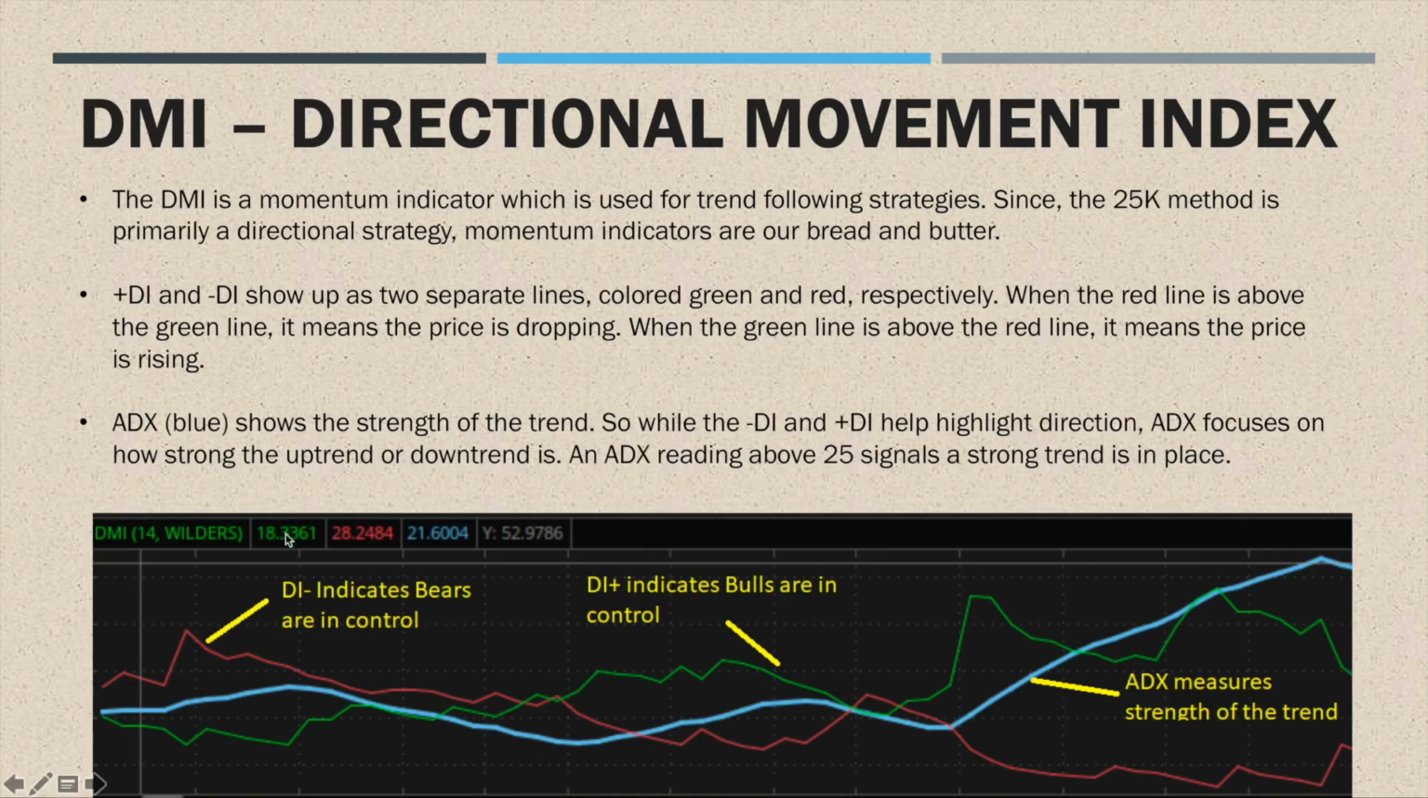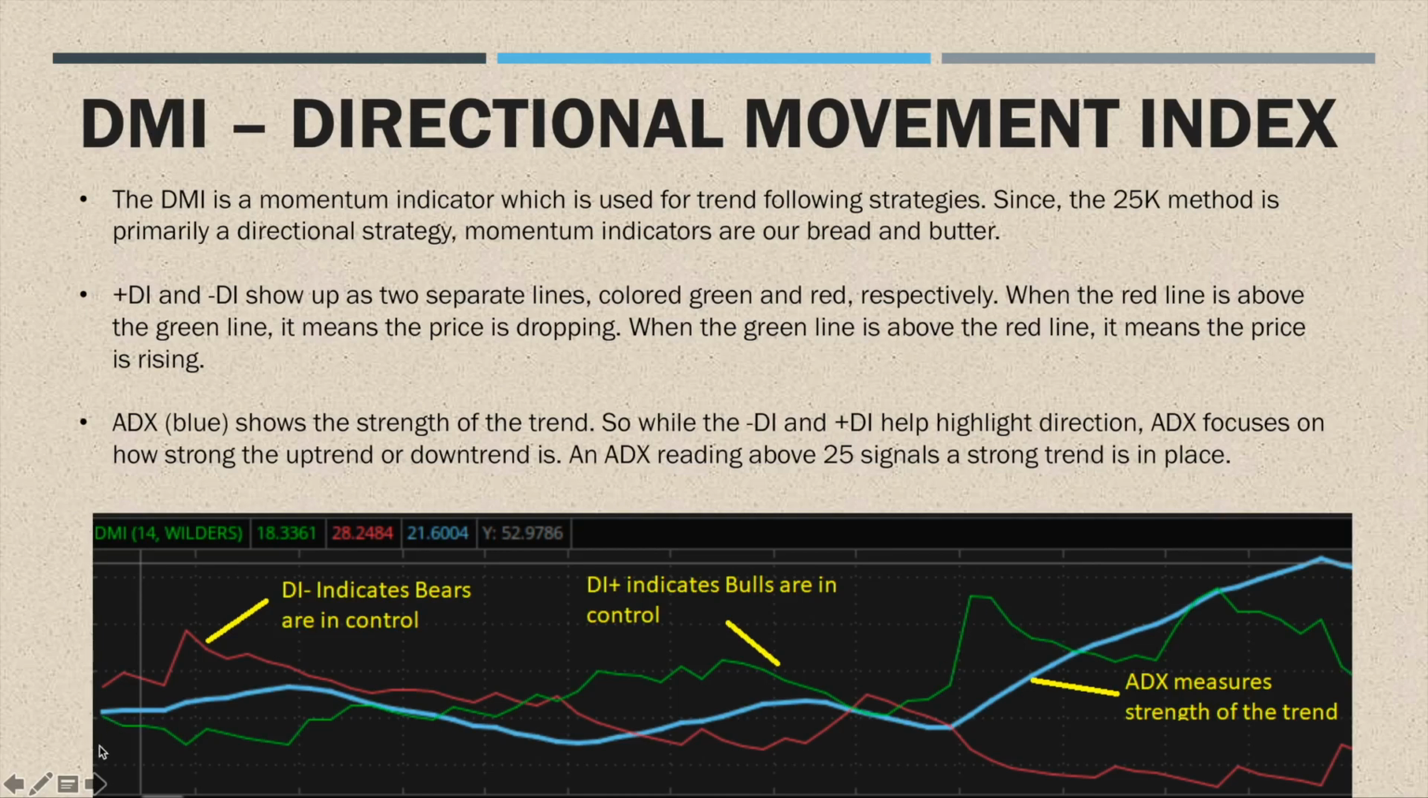And then it has two more lines. One is this green line, which is called the DI plus or plus DI. And then there's a red line which is called the DI minus or minus DI. And whenever the red line is above the green line, that means currently the trend of that equity is bearish. And when the green line is trading above the red, like in this case, it means that the current trend is bullish.